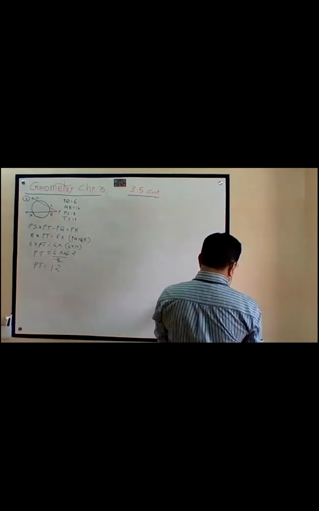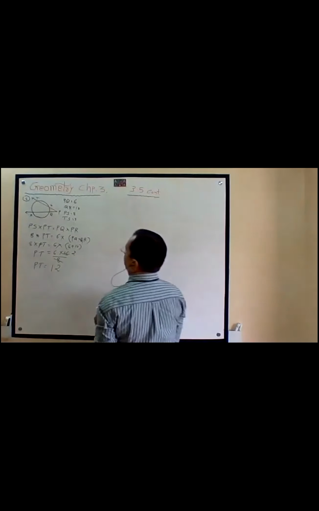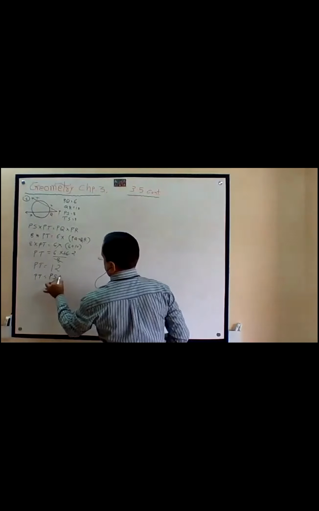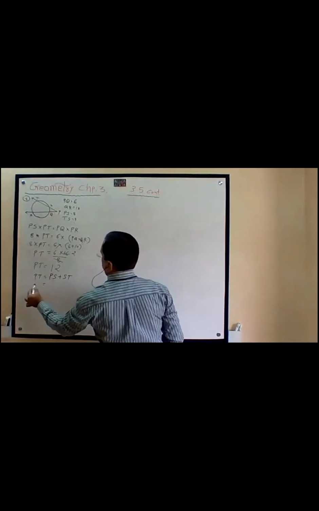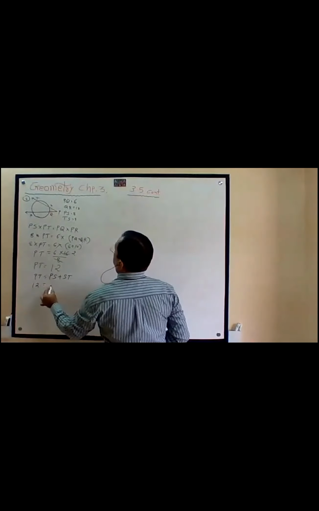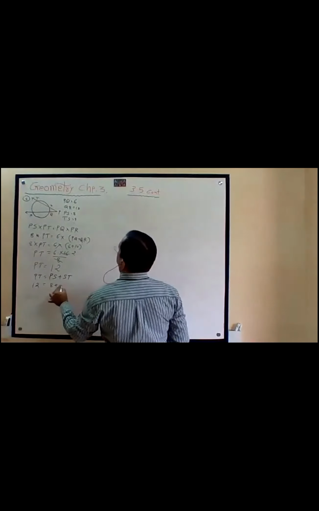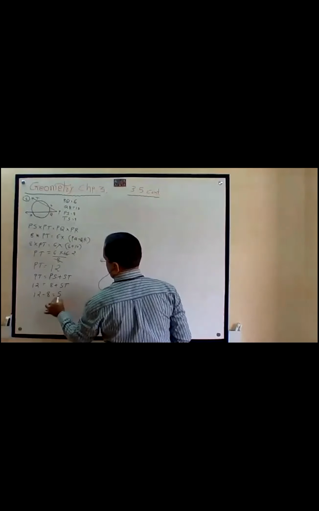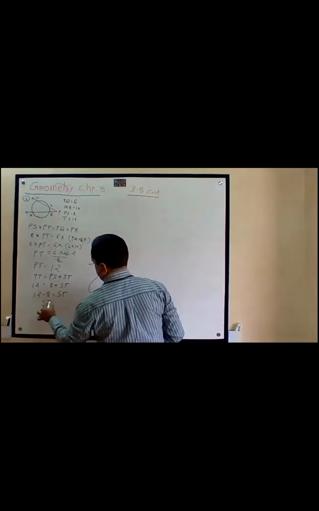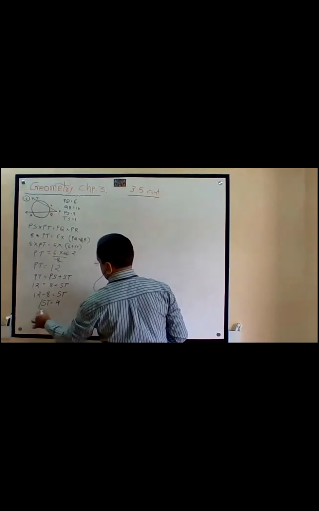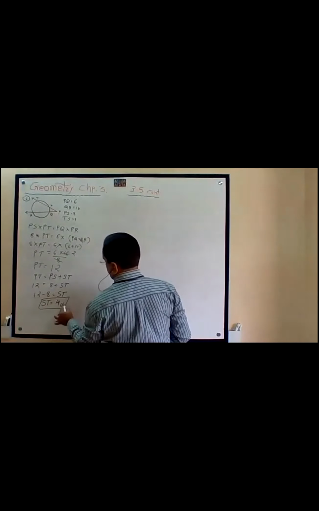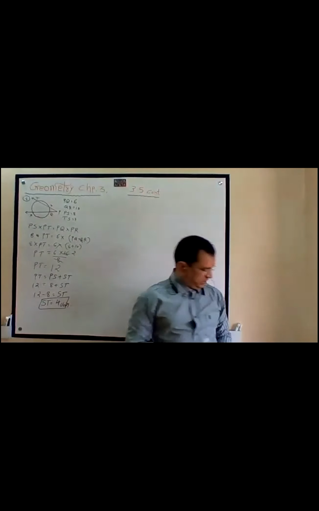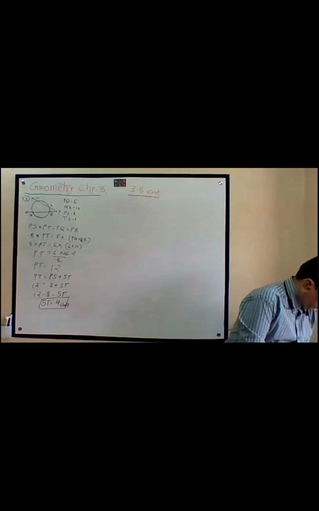Now what is about PT? PT is made up of PS and ST. PS 8, ST question. So 12 minus 8 is equal to ST. Centimeter not given. When units are not given, you have to write units.